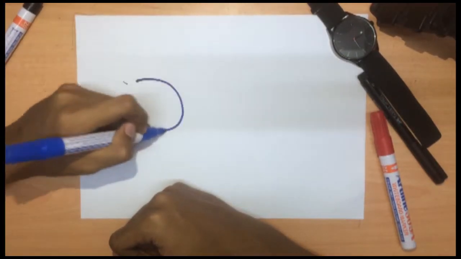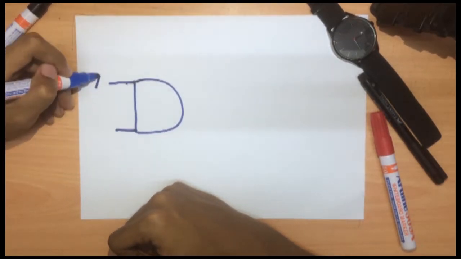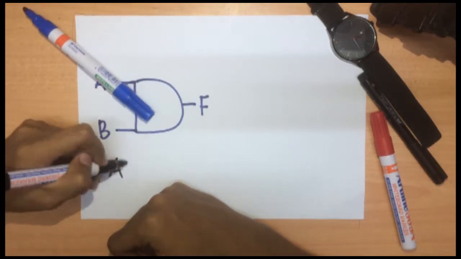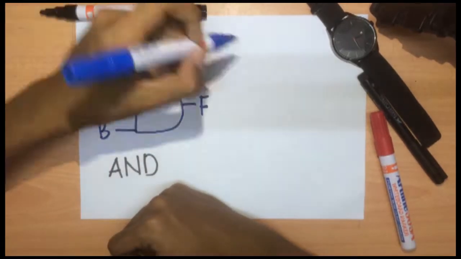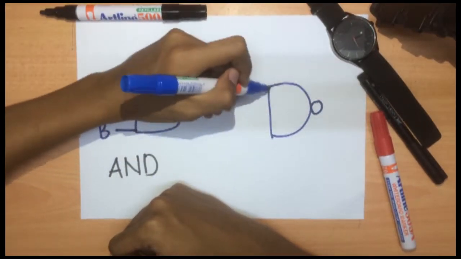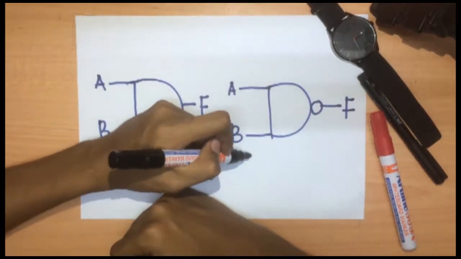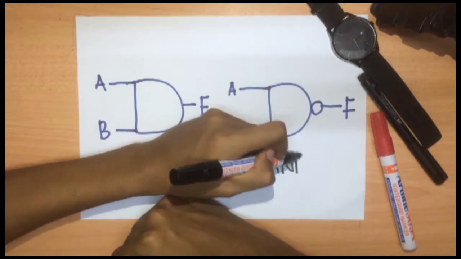So the first one is the AND gate. A high output, which is one, results only if both inputs to the AND gate are high. If neither or only one input to the AND gate is high, a low output, which is zero, results. Next is the NAND gate. The output is the complement of the AND gate.